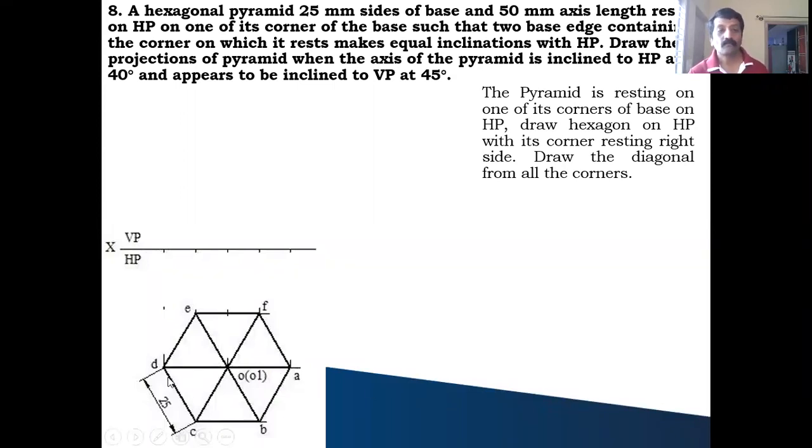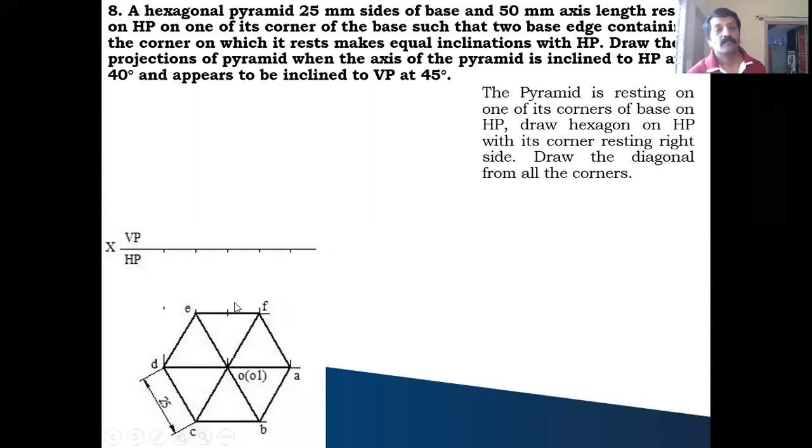After that, you keep on joining the opposite corners, that is the diagonal lines. Wherever these diagonals intersect, that is your center. You call that as O1, the base center point, and O as the apex point. So this completes your top view.